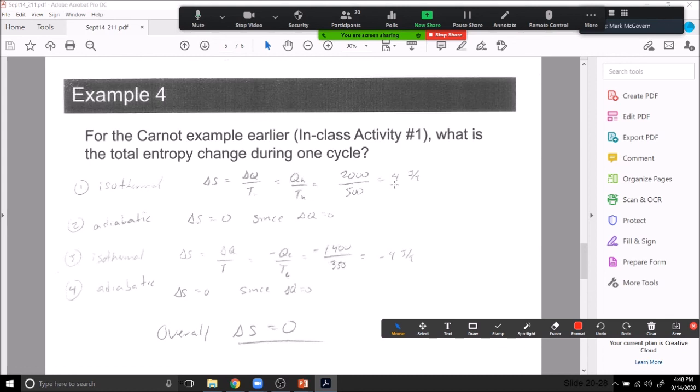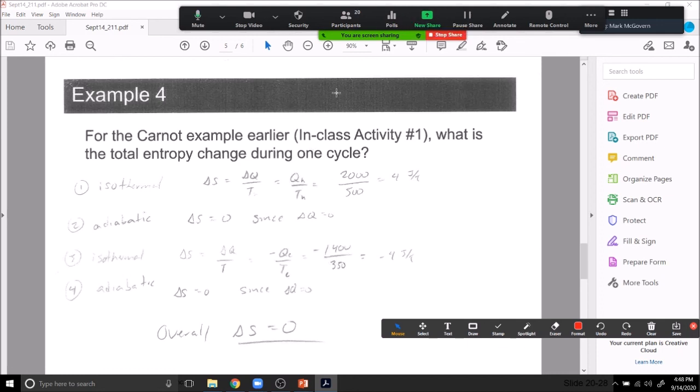That's equal to 4 joules per Kelvin. In the isothermal process, that was step 3, we have 1400 joules removed, so we have to put a negative there, at a lower temperature, but it does turn out to be the same ratio. This is how we know.